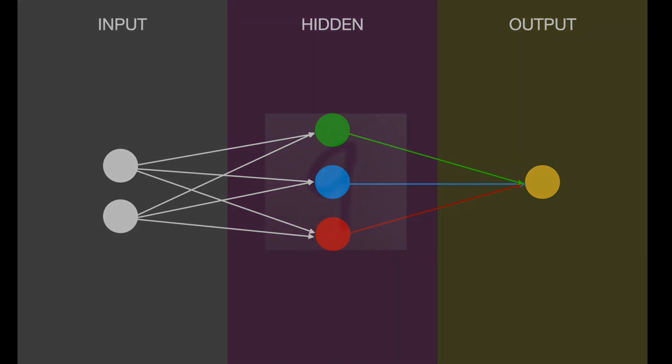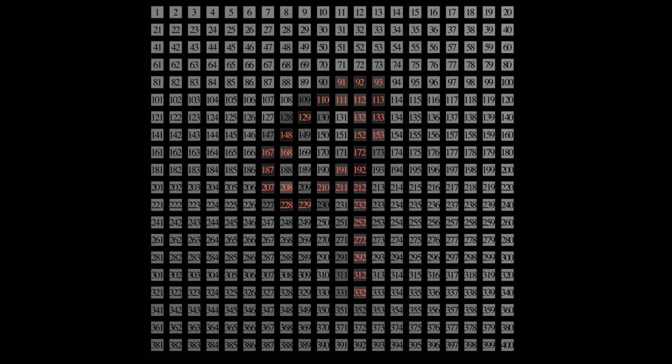Now, let's look at a real-world example of a neural network that is trained to recognize handwritten digits. To a human, this is just a number we recognize instantly as the number 9. But for a computer, this digit is just an image, nothing more than a collection of pixels. In this case, the image is 20 by 20 pixels, making a total of 400 pixels.